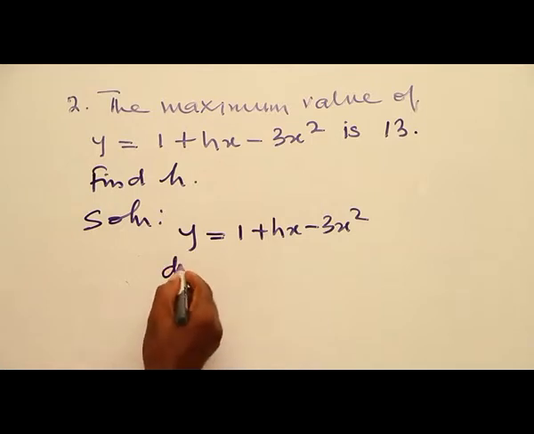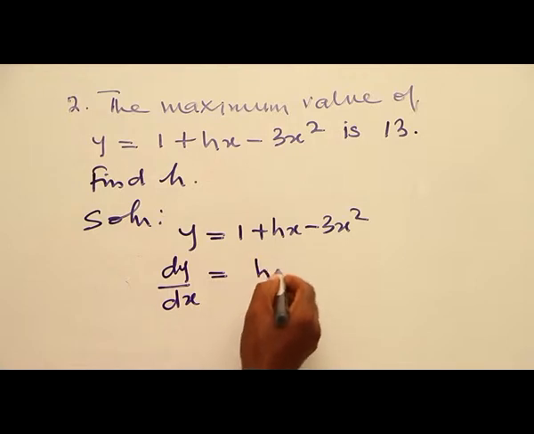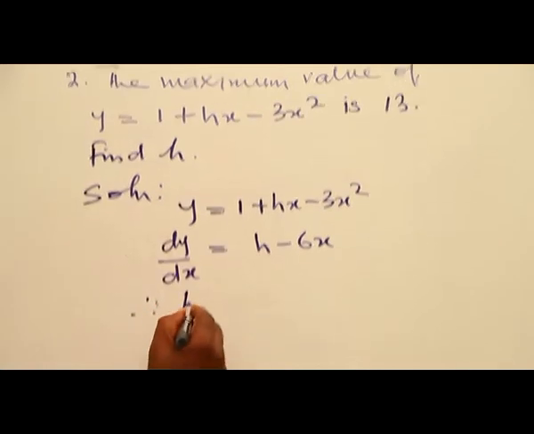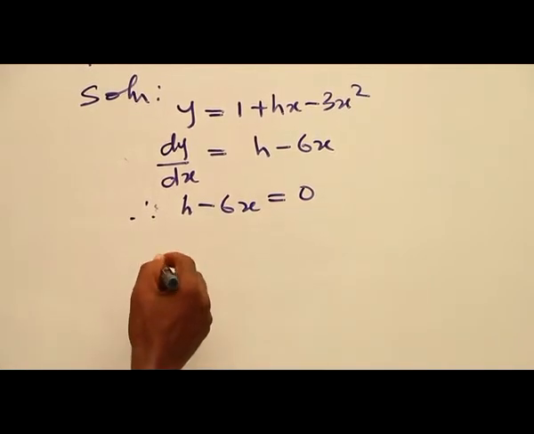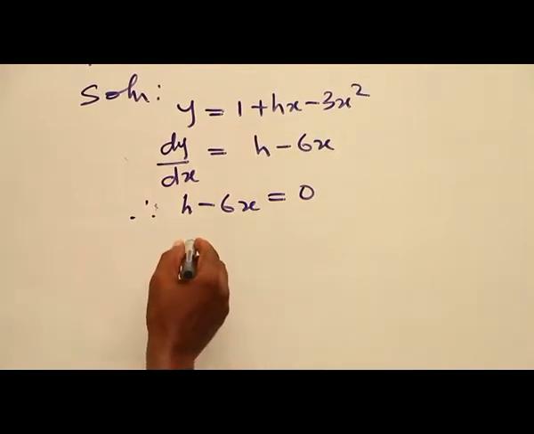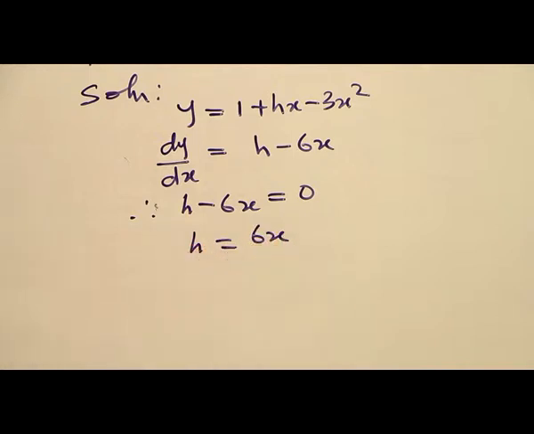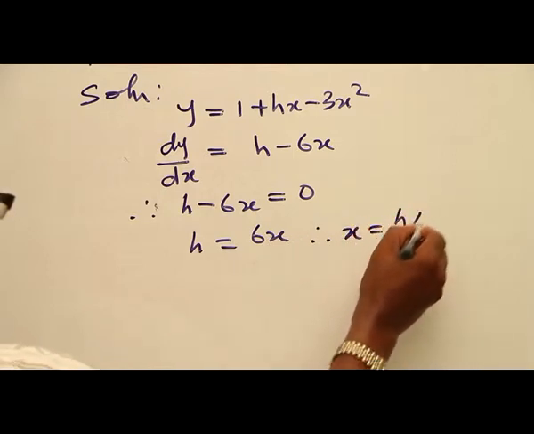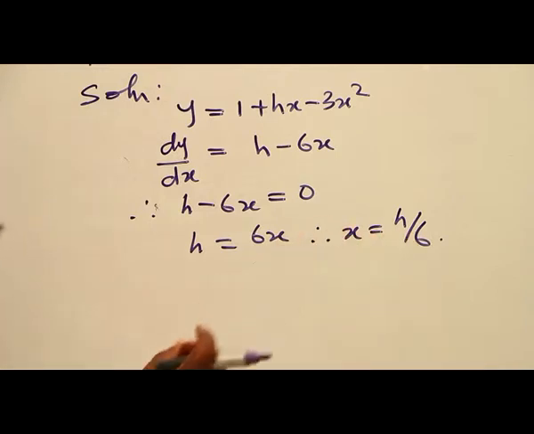That is to say, by finding dy all over ds, and this is equal to h minus 6s. And of course, for you to get the maximum point, our h minus 6s must be equal to 0. In other words, as far as this case is concerned, we have that our h is equal to 6s, and so our s will be equal to h all over 6. Now, this gives you the value of s.